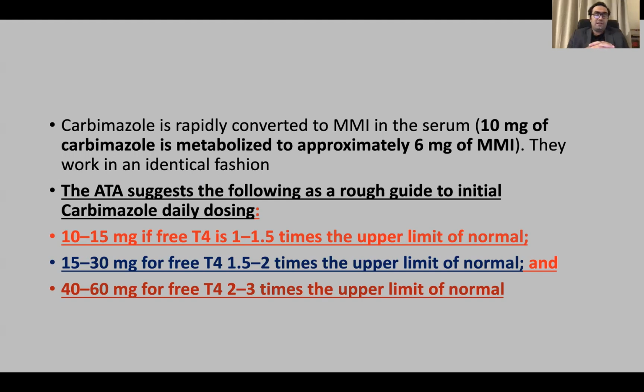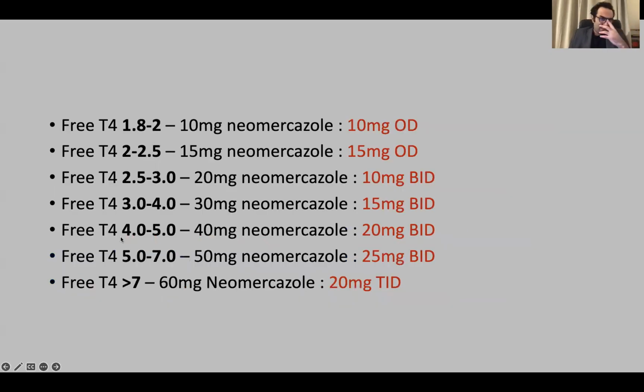If it is increased 2 to 3 times the upper limit of normal, that is the free T4 absolute value is 4, 5, or 6, then we have to give 40 mg, 50 mg, or even in some cases initially 60 mg. This is a rough estimate. If the free T4 is 1.8 to 2, you have to give 10 mg of neomercazole once daily. If it is 2 to 2.5, then 15 mg of neomercazole once daily.